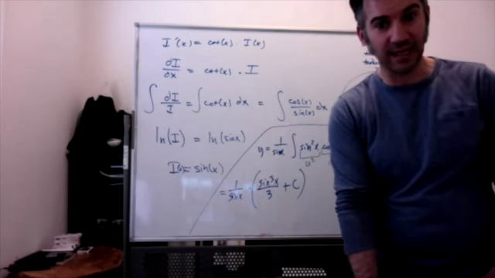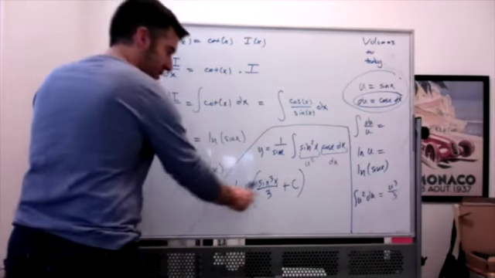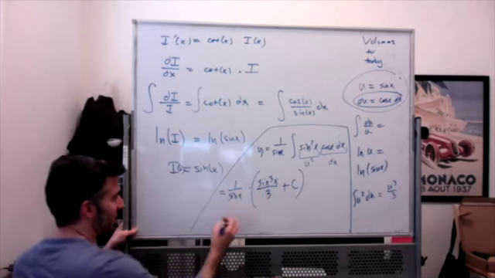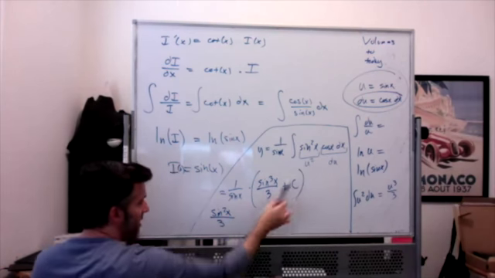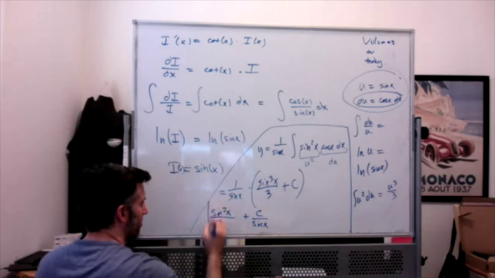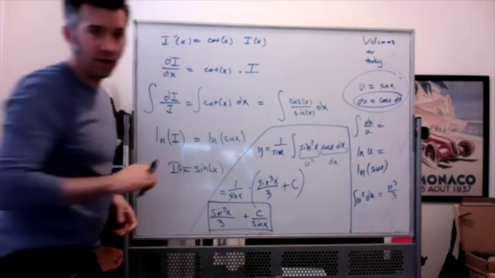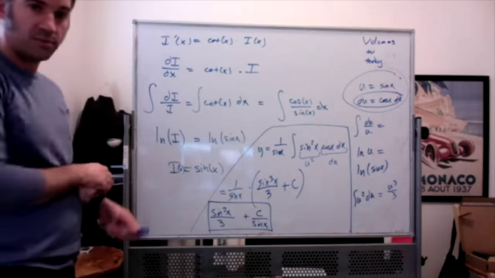Plus c. Very important, because then we distribute the 1 over sine. 1 over sine times sine cubed is sine squared x over 3. 1 over sine x times c is c over sine x. And that's your answer if we don't have initial conditions. Kind of funky.